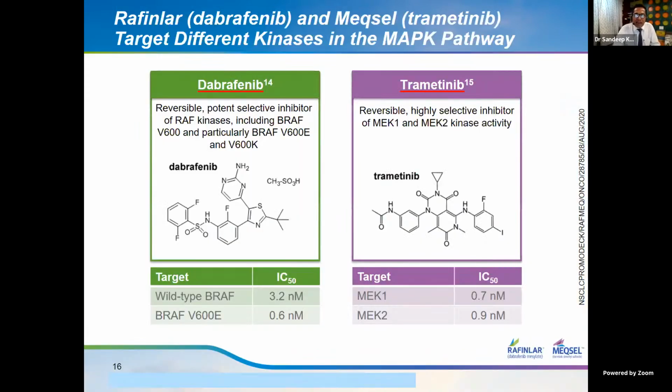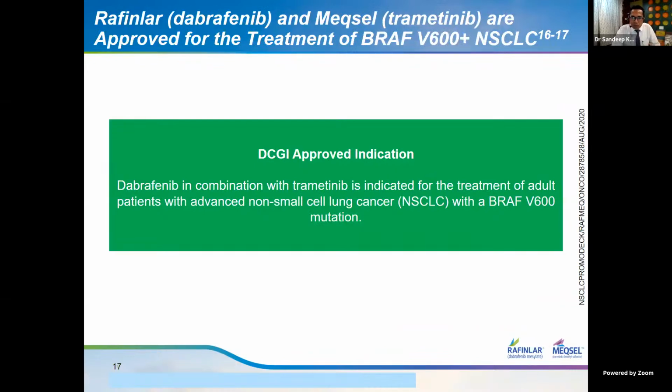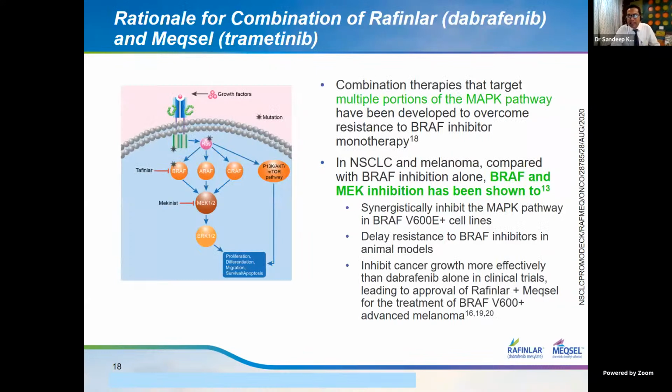What is the clinical data behind it? You have two drugs, dabrafenib and tremelimumab, which work synergistically. Dabrafenib is a reversible, potent, selective inhibitor of RAF kinases, particularly effective against BRAF V600E and V600K mutations. And tremelimumab is a reversible agent with highly selective activity against the MEK1 and MEK2 kinases. So the DCGI has given an approval for dabrafenib in combination with tremelimumab for patients with V600E mutations.